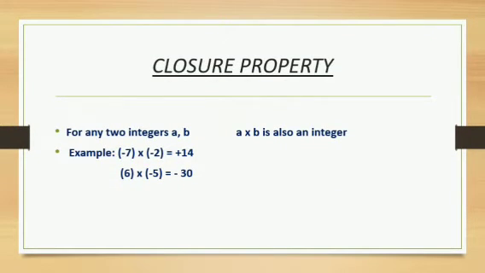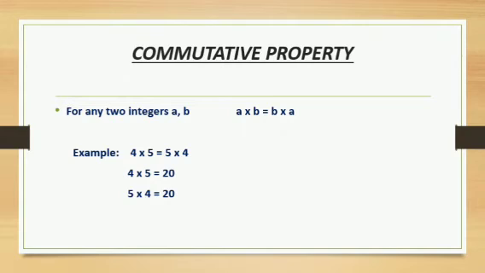Okay, in this closure property of multiplication of integers, for any two integers a, b, a into b is also an integer. For example, you can see minus 7 into minus 2, that is equal to, you will multiply the sign first. So minus into minus is plus, and 7 twos are 14. Second example, 6 into minus 5. So plus into minus is minus, 6 into 5 is 30.